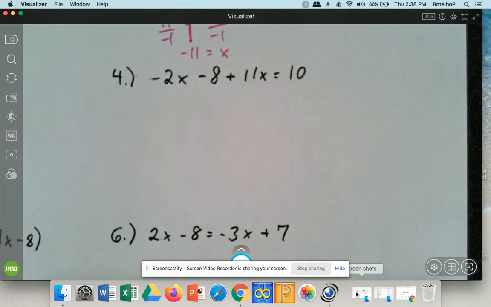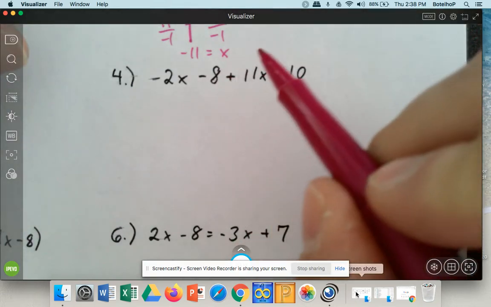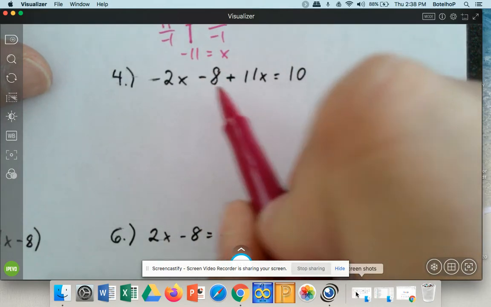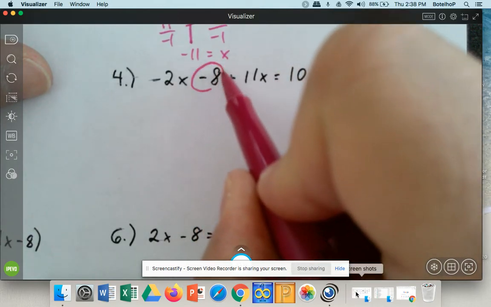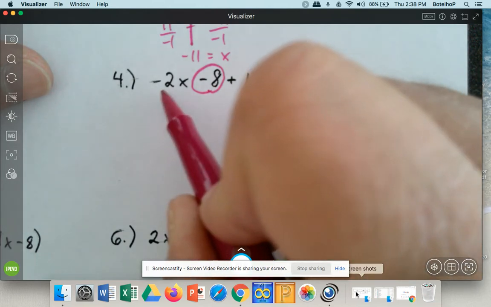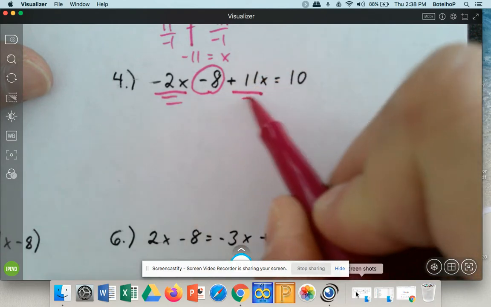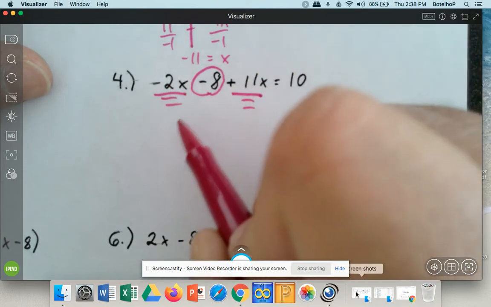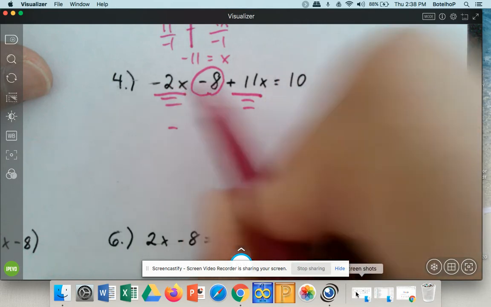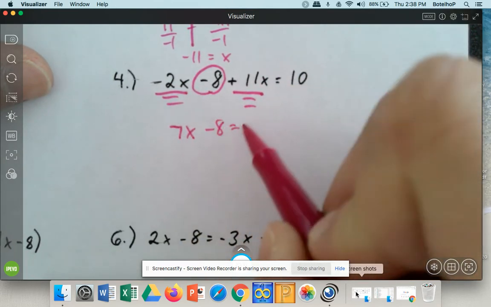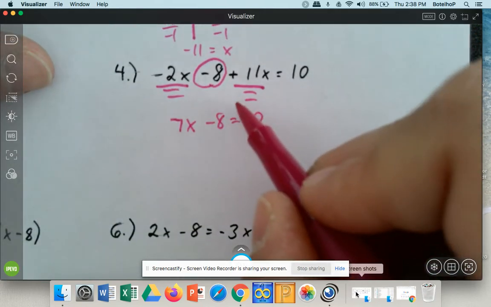Number 4, okay, combining like terms. And I should have mentioned this earlier in the video, and I did that the last time I made the video. In 7th grade, you used to change this to like plus a negative 8. But really just try to see this as just a regular old negative 8. So, and this is a negative 2x and a positive 11x. So those are my like terms. So negative 2 plus 11 is 7x. Minus 8 equals 10. Nice easy two-stepper here.